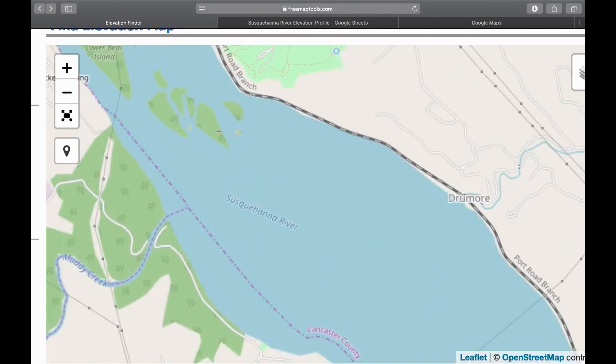Now, this is really important. These islands are above the river. So I want to make sure that I'm picking spots out in the middle of the water. 98.4 feet.